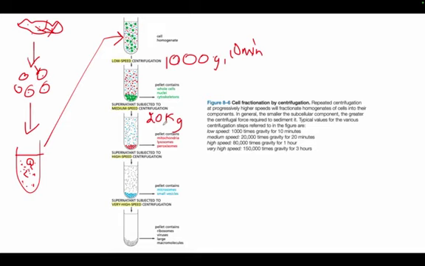And because of this increased speed, we're going to get a pellet of the next set of organelles, which are mitochondria, lysosomes, and peroxisomes. So these are the membrane-bound organelles, right, which are smaller than nuclei, but they're bigger than things like ribosomes. So this is going to be the mitochondrial pellet.